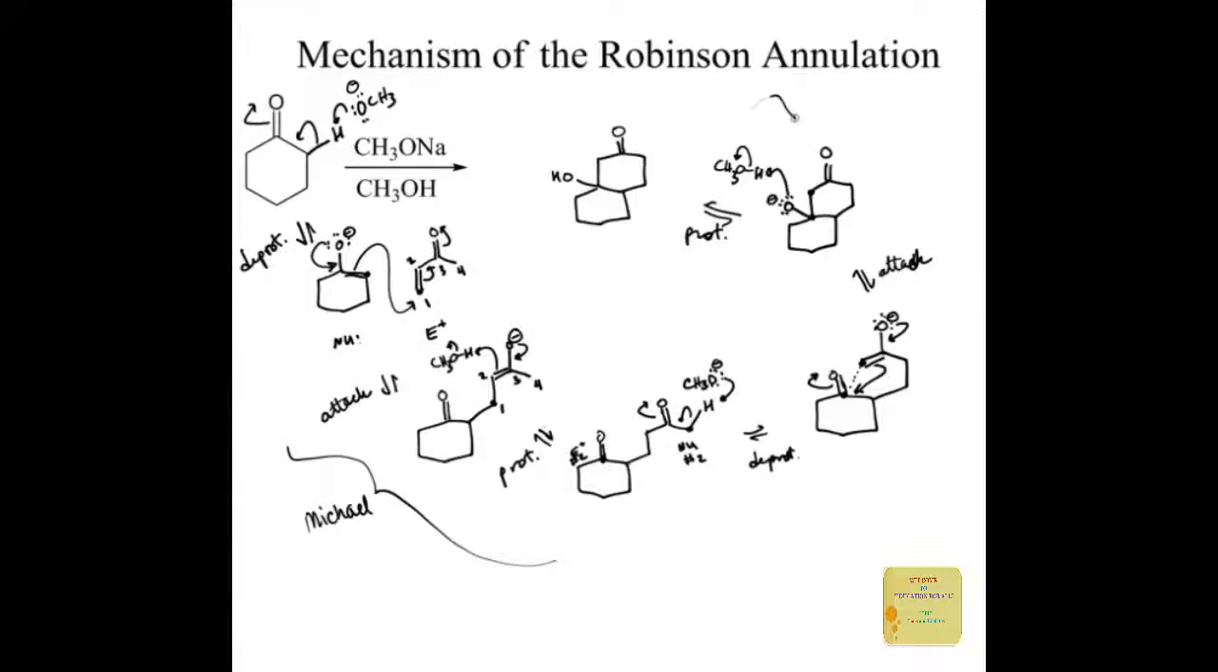Okay, we did our Michael. We did our aldol. And what's left? Well, this is not the typical product of a Robinson annulation. This is a beta-hydroxy carbonyl, but typically we get the cyclohexenone product out, so we have to lose water. So let me redraw this down here so we have some space for that mechanism. The last thing we want to do is we want to dehydrate.